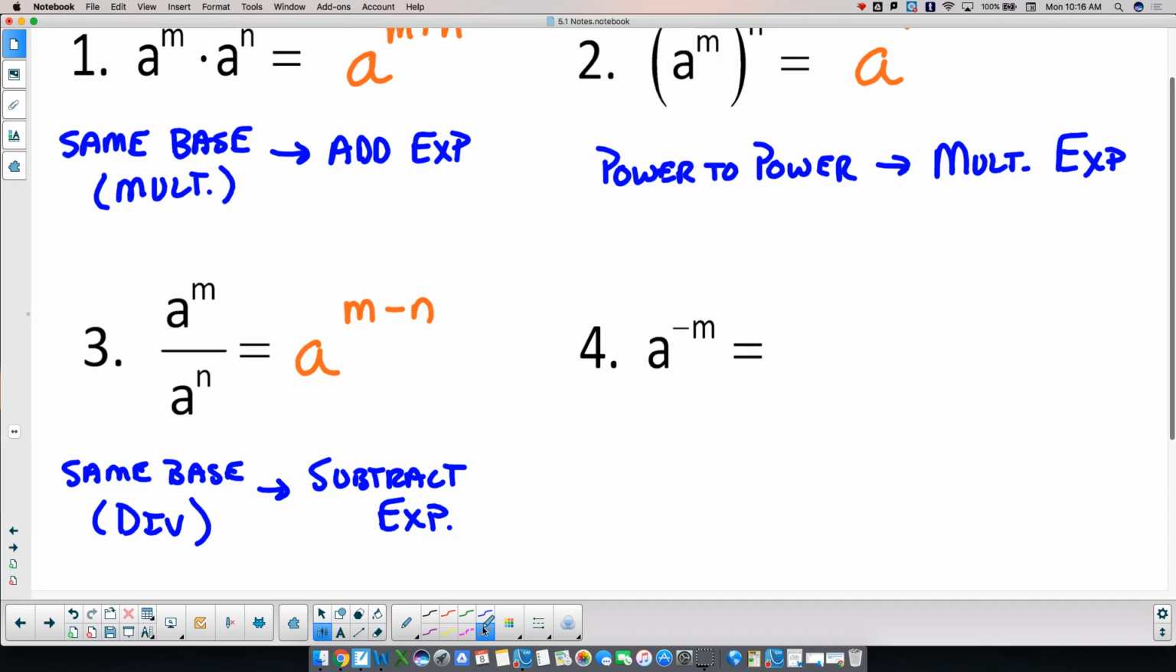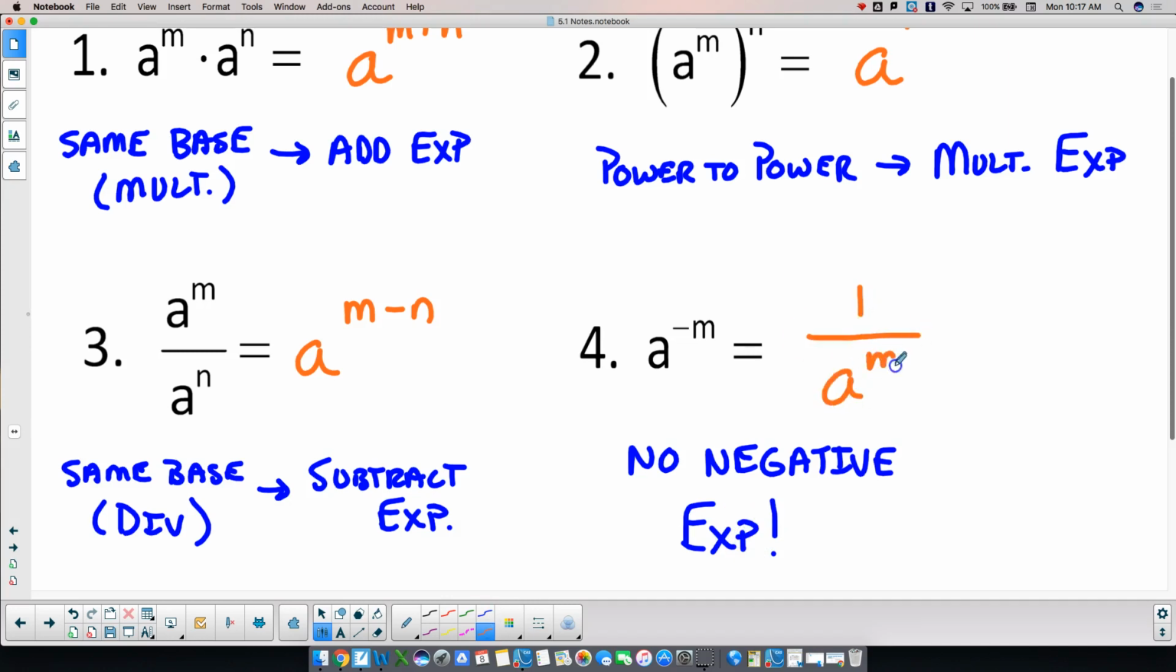In number 4, the negative exponent property, we don't like negative exponents. So this becomes 1 over a to the m power. Okay? So if the negative exponent is on top in the numerator of the fraction, we move it to the denominator and it becomes positive. If it's in the denominator, we move it to the top, to the numerator, to become positive.